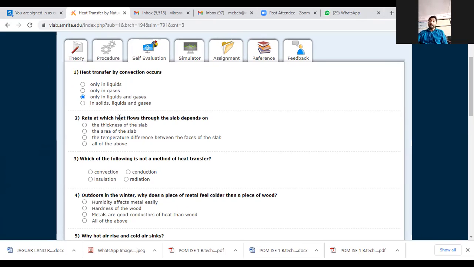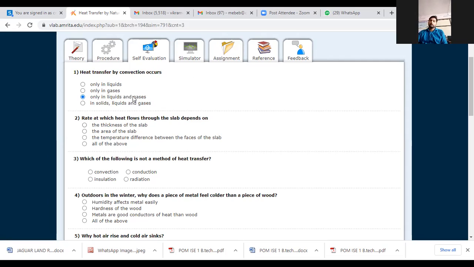Okay. Rate at which heat flows through the slab. So heat flow through slab. ये concept किसकी है? So ये concept है conduction की. Okay. Rate at which heat flows through the slab. So slab से heat किस मोड से जाती है? कौन से मोड से जाती है? So conduction मोड से जाती है. So ये किस पर डिपेंड करता है? Rate of heat transfer through the slab.